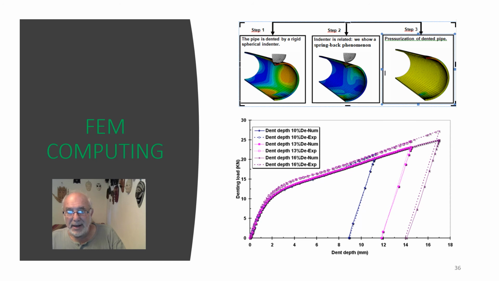Now we compare results of simulation of denting operations and experimental results. For that, we compare in the graph load versus dent depth, results of finite element simulations and experiment. And this for 3 steps. In step 1, the pipe is dented by a rigid spherical indenter. In step 2, the load is released and we can see a spring back phenomenon. And only in step 3, the dented pipe is pressurized.